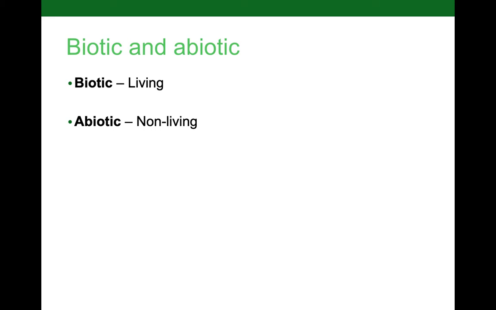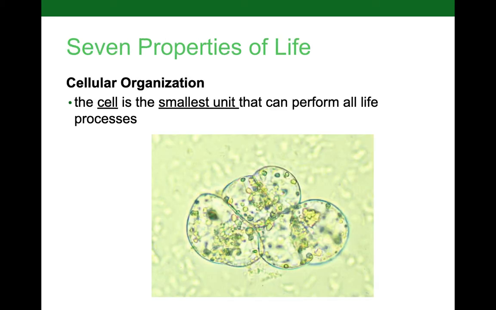And let me just make this clear. You have to have all 7 of these in order to be living. If you're missing 1 or 2 or 5, you're not considered a living thing in the science world. So the first one is cellular organization.